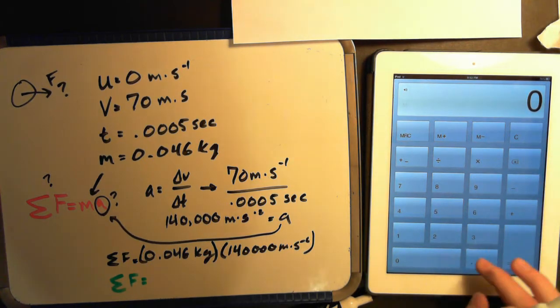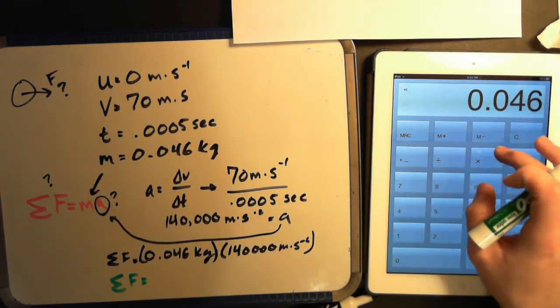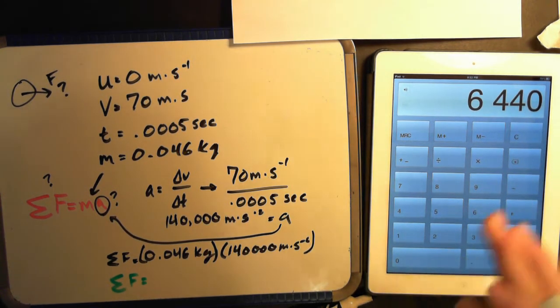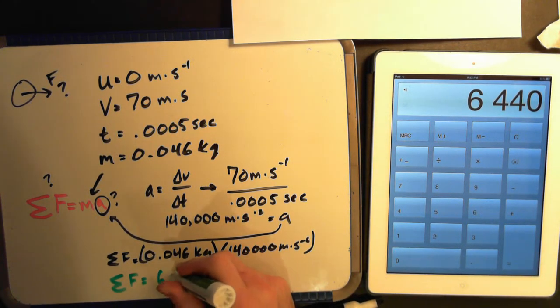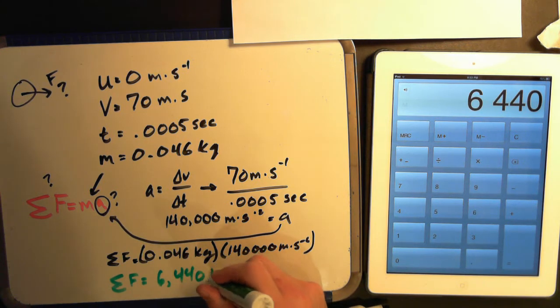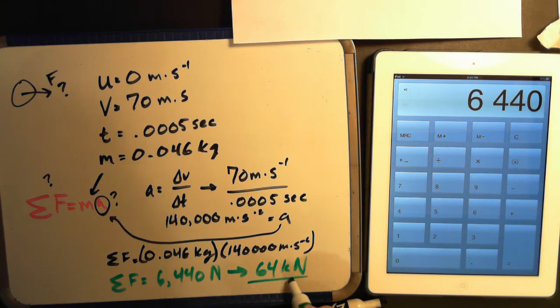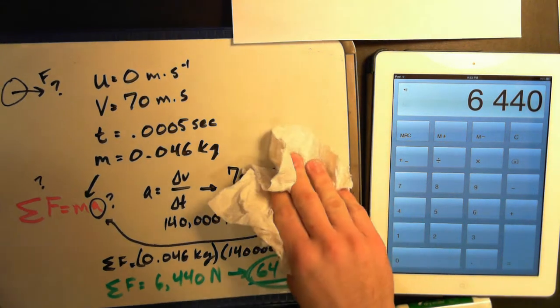according to our calculator here, 0.046 times 140,000. It's going to be 6,440 newtons. And we're going to go to 2 sig figs here, so that's going to equal 64 kilonewtons. Those are equal, and that is our answer right there. So that gets that one out of the way.